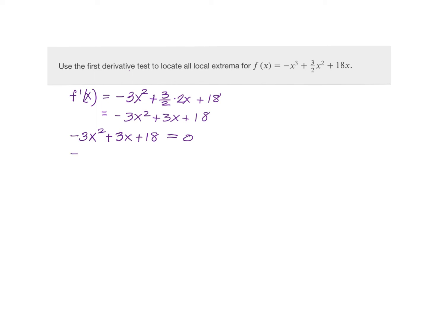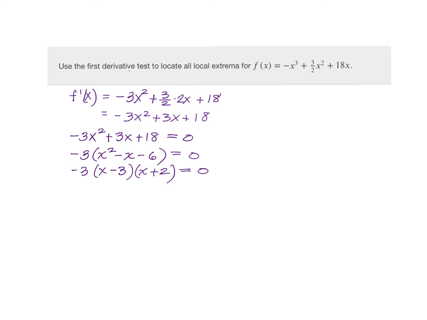So I'm going to factor out a negative 3, and I'm going to end up with x squared minus x minus 6 equals 0. And I can check myself by multiplying that back out if I need to. And now I'm going to factor it, and I get x minus 3 times x plus 2. I believe that is what we end up with. Again, multiply it back out and see if you get what you started with, if you need to.